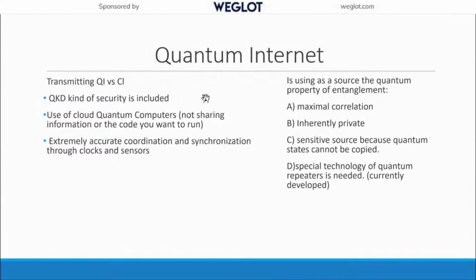We can use then quantum computers in a cloud, so everyone can have access to quantum computers, and also we can have extremely accurate coordination and synchronization between two places or two machines or whatever through clocks and sensors.